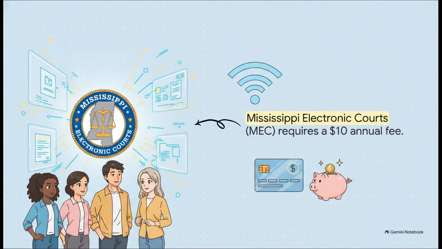Let's talk briefly about the state's official hub. The Mississippi Electronic Court System, or MEC, is modeled after the federal PACER system. It's this comprehensive internet-based filing system used by chancery, circuit, and county courts statewide. But to use it from the comfort of your home, you have to register for an MEC account, and that comes with a $10 annual fee plus a 20-cent per page viewing fee.